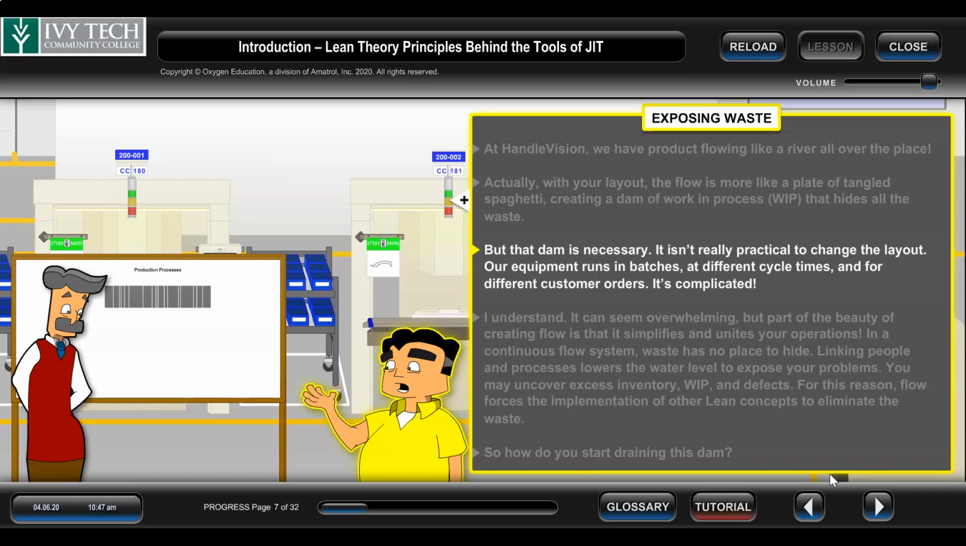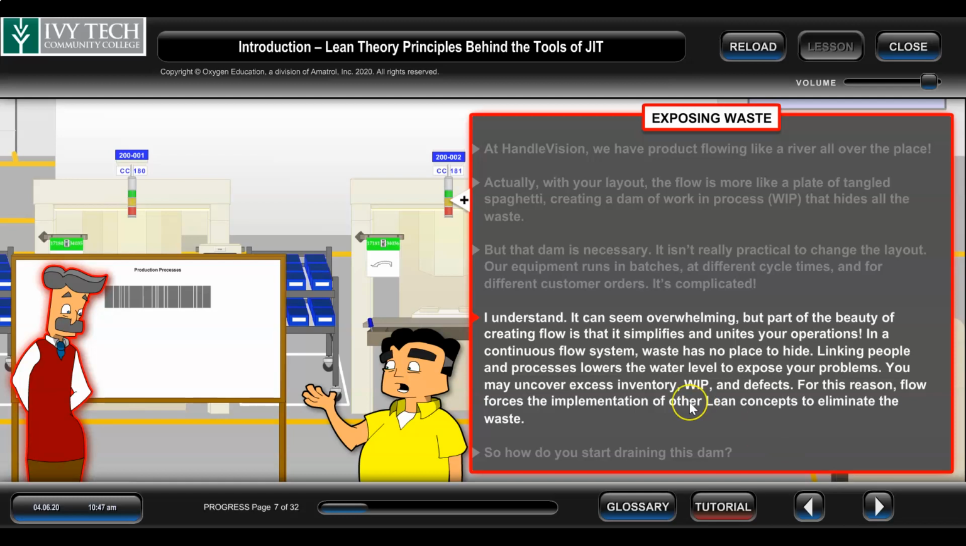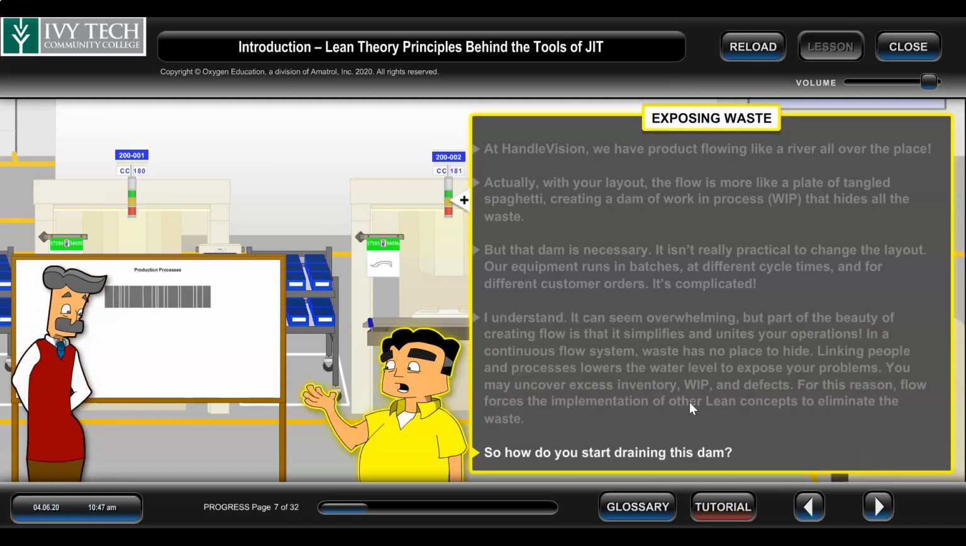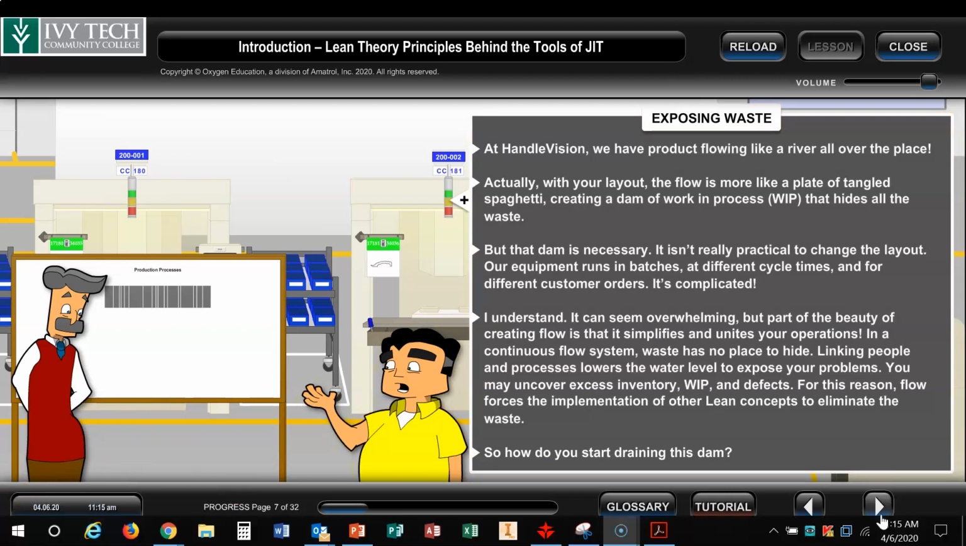It's complicated. I understand it can seem overwhelming, but part of the beauty of creating flow is that it simplifies and unites your operations. In a continuous flow system, waste has no place to hide. Linking people and processes lowers the water level to expose your problems. You may uncover excess inventory, WIP, and defects. For this reason, flow forces the implementation of other lean concepts to eliminate the waste. So, how do you start draining this dam?